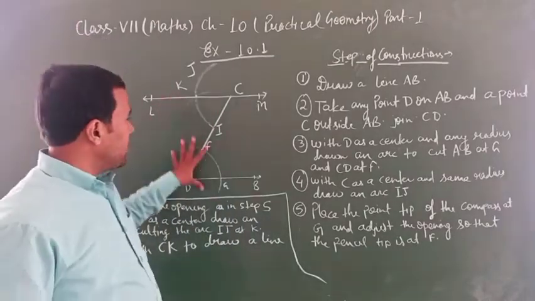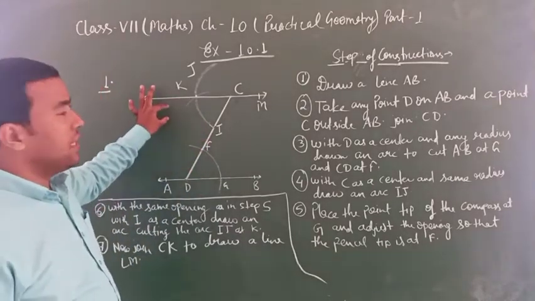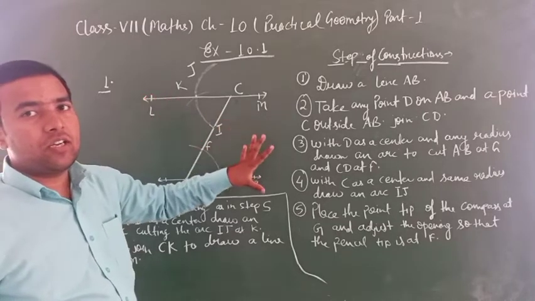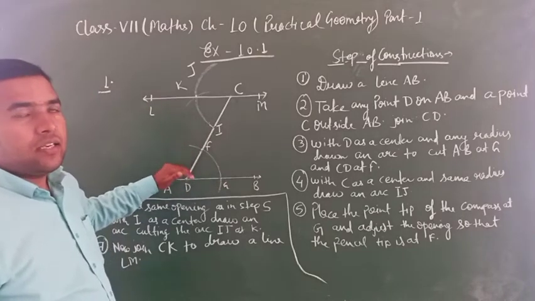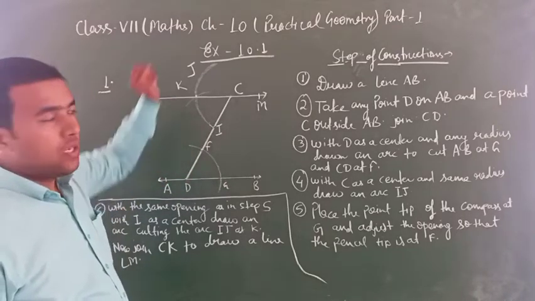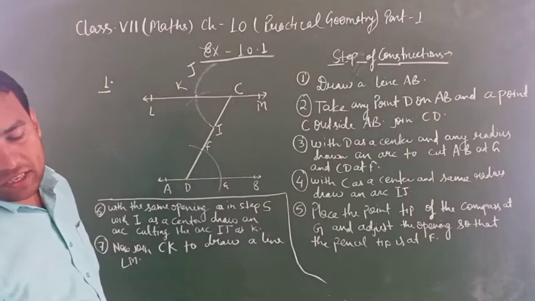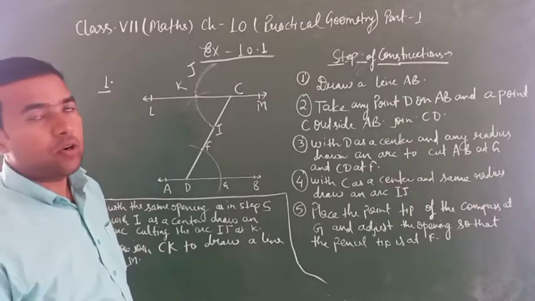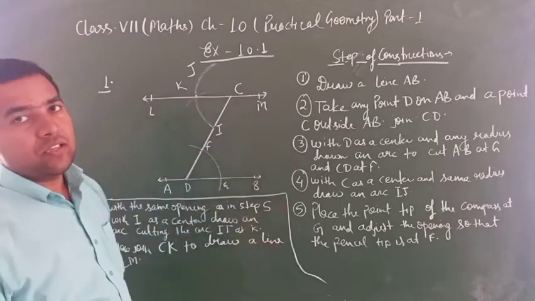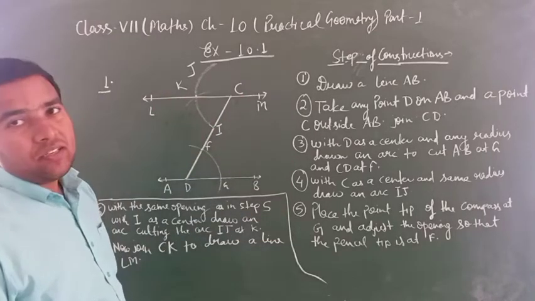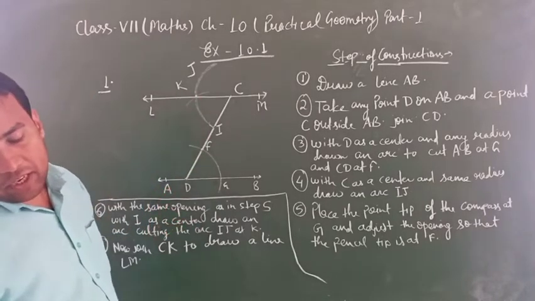So this type of parallel line we will make between AB and LM, if no distance is given and the question asks to make a line parallel from AB to LM. If the question asks to draw a line parallel to a given line and passing through a given point, we will do the construction like this. Clear? But if a distance is given between two lines, to draw a line parallel to a given line at a given distance.